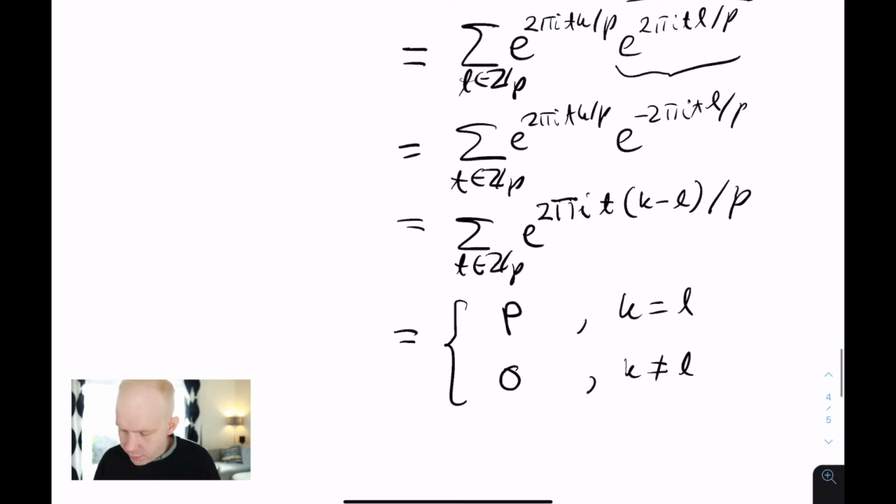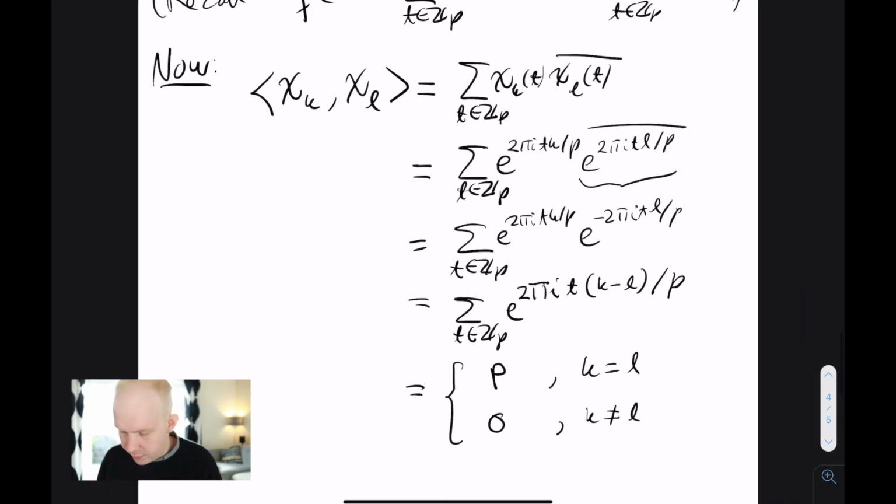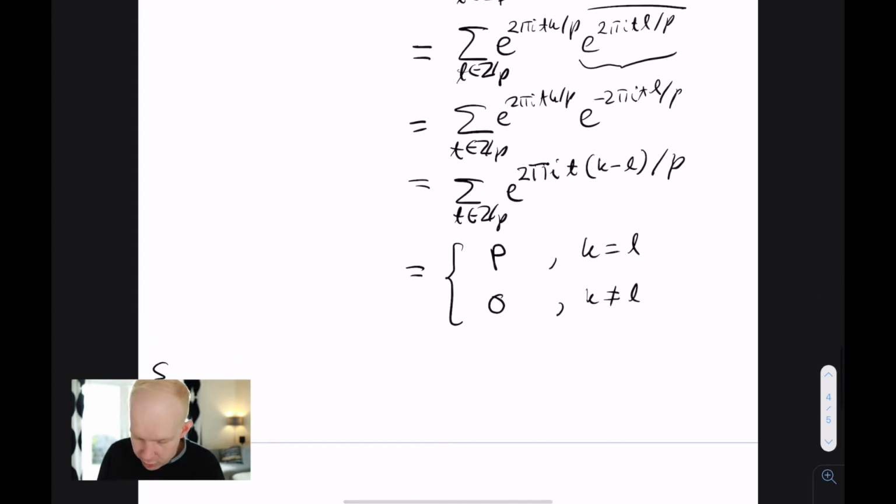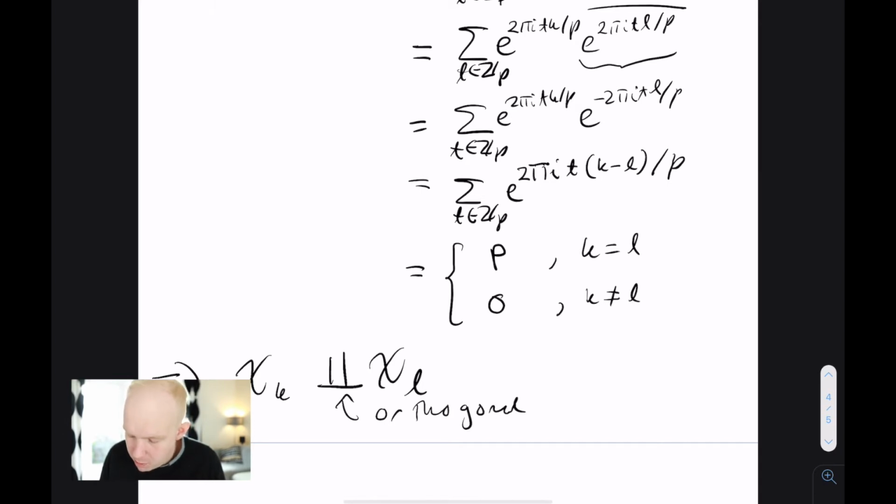So now if you would normalize this, if you use the chi k, you could take this, and this implies then that this chi k is orthogonal to chi L if k is not equal to L.